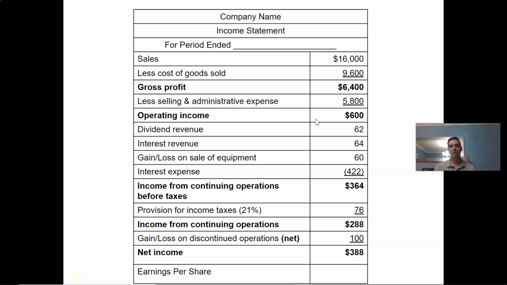Now, some businesses have what's called discontinued operations. A good example, let me think. A lot of women in my family loved Saturn cars. I thought Saturn had a really good thing going.